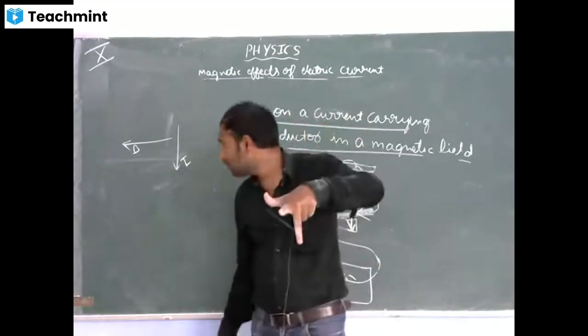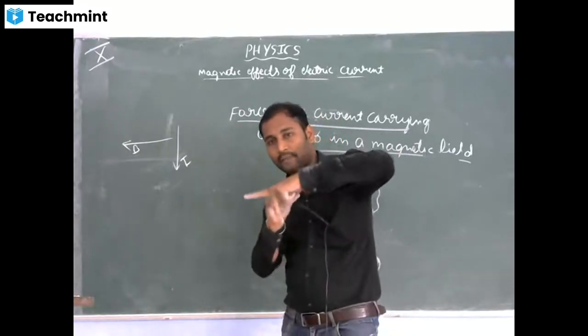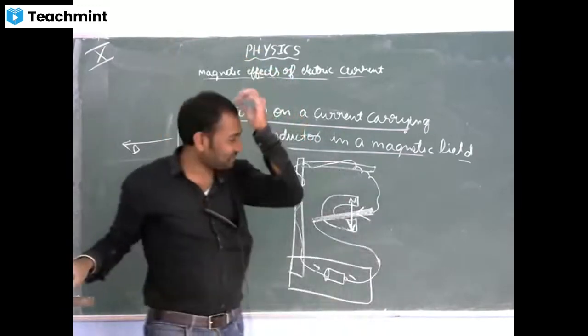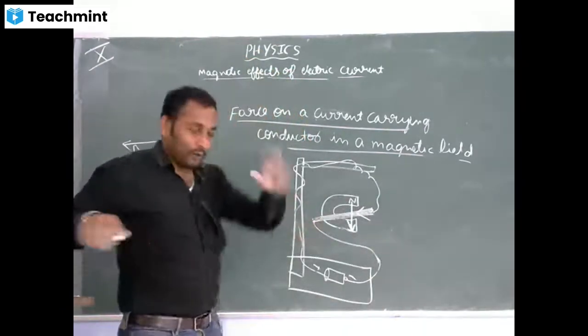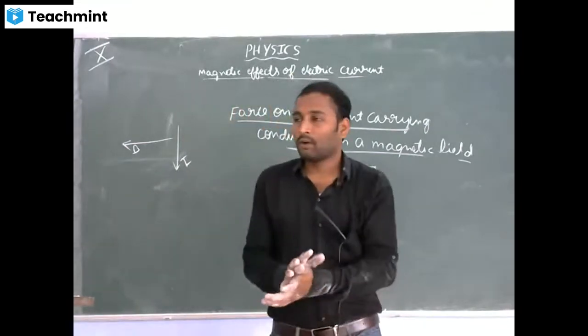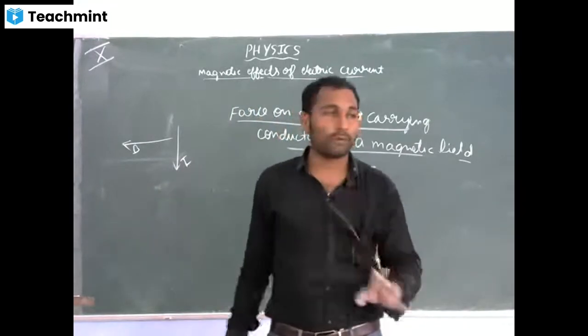So let me show it. Current direction down, magnetic field direction this side. So thumb is towards me. So direction of motion is towards me. Clear? One more trial. Last. Hope you have understood. Last one problem I will give.